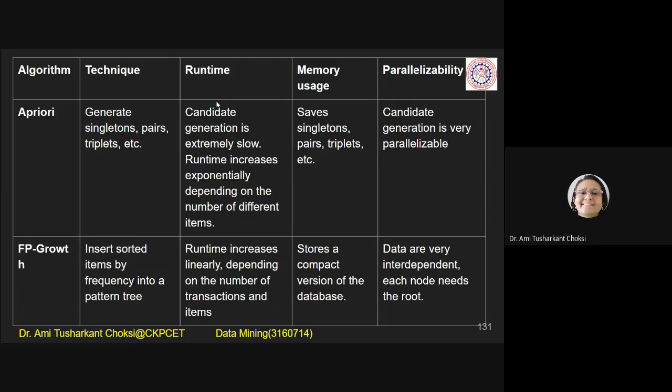For the a priori algorithm, we can say candidate generation is extremely slow. Runtime increases exponentially depending on the number of different items. What do we say about the FP growth algorithm? Runtime increases linearly depending on the number of transactions and items. So this one increases exponentially and this one increases linearly, right?